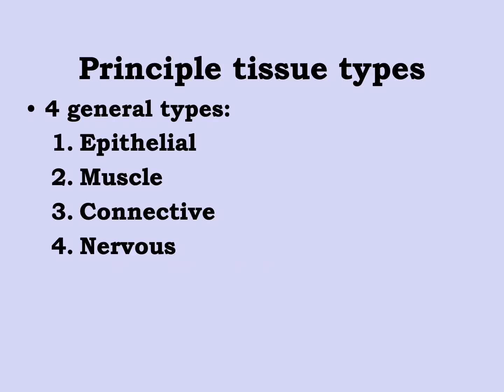So let's go ahead and look at the actual tissues that are going to make up the organs of the body. Remember that tissues are clusters of cells that have a specific function for the body, and we'll find tissues throughout various types of organs within the body. We have four principal types of tissue: epithelial, muscle, connective, and nervous. Let's take a look at the epithelials.